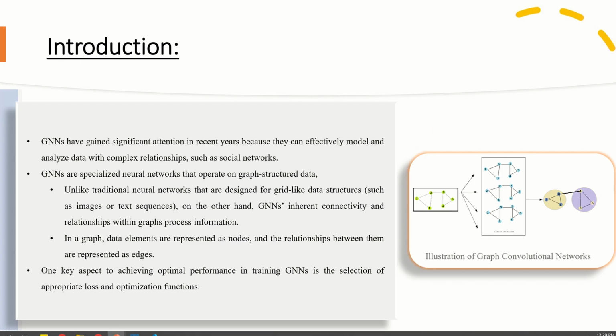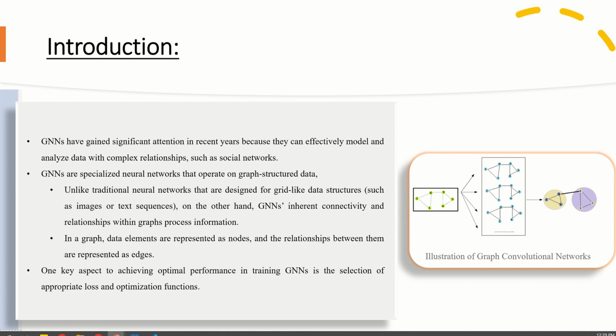Graph neural networks have gained significant attention in recent years because they can effectively model and analyze data with complex relationships, such as social networks, molecular chemistry, and so on. Graph neural networks are a specialized class of neural networks that operate on graph structure data. Unlike traditional neural networks that are designed for grid-like data structures such as images or text sequences, the graph neural network's inherent connectivity and relationships within the graph process information, which makes it unique and different from traditional neural networks.